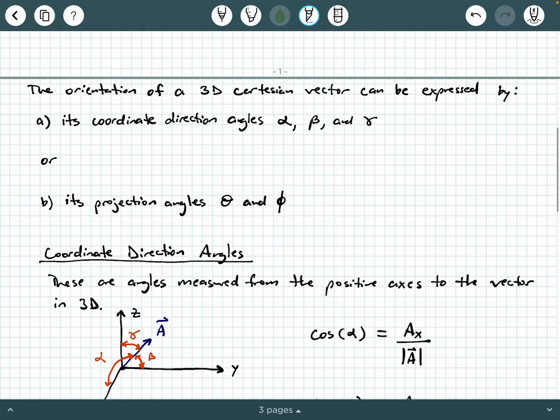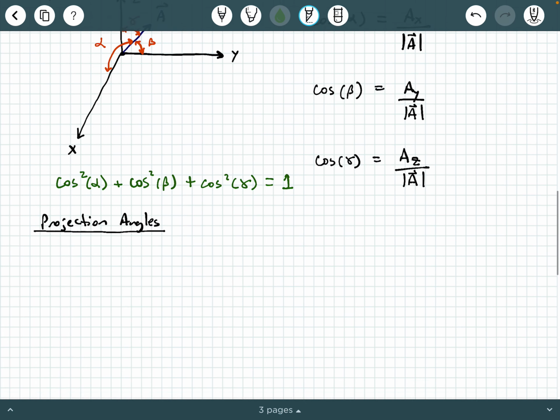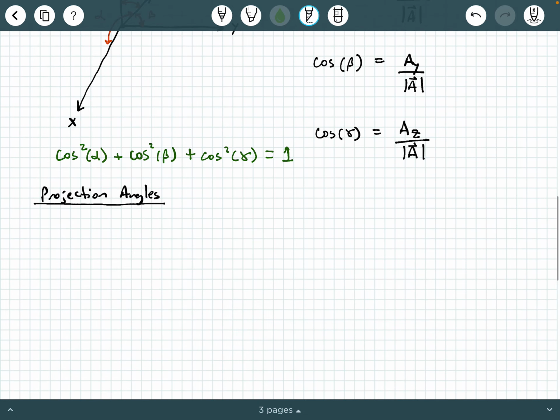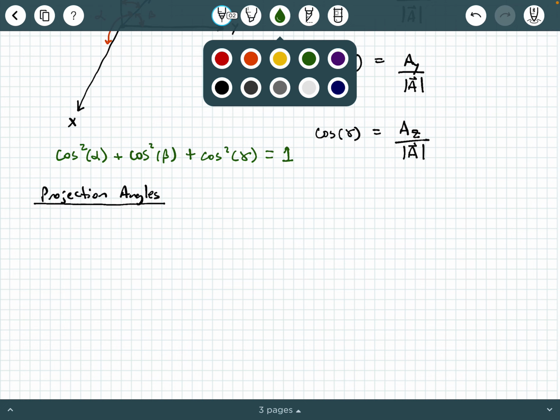But we also said that the orientation of a 3D Cartesian vector can also be expressed by its projection angles, which we call theta and phi. So what do I mean by that? What do I mean by projection angles, theta and phi? Well, let's sketch that out. So I'm going to scroll down here. We're going to say, okay, let's look at some projection angles now.